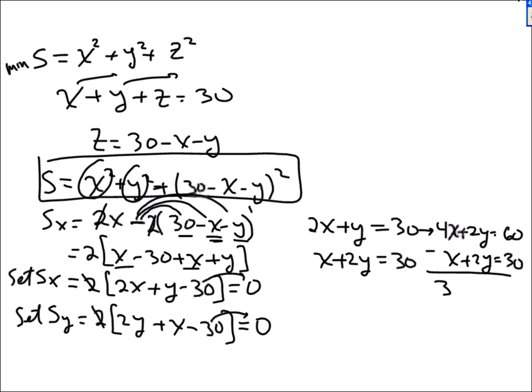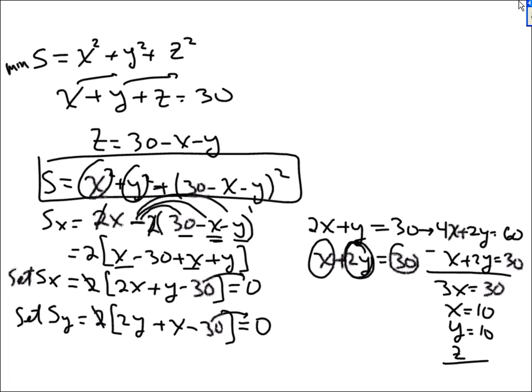If you subtract, you get 3x is 30. So of course x is 10. And if this is 10 and you want to end up with 30, that must be 20. 2y must be 20. So y is 10. 2 times 10 is 20. So y is 10, and I want the sum to be 30, so z has to also be 10. And that's your solution.